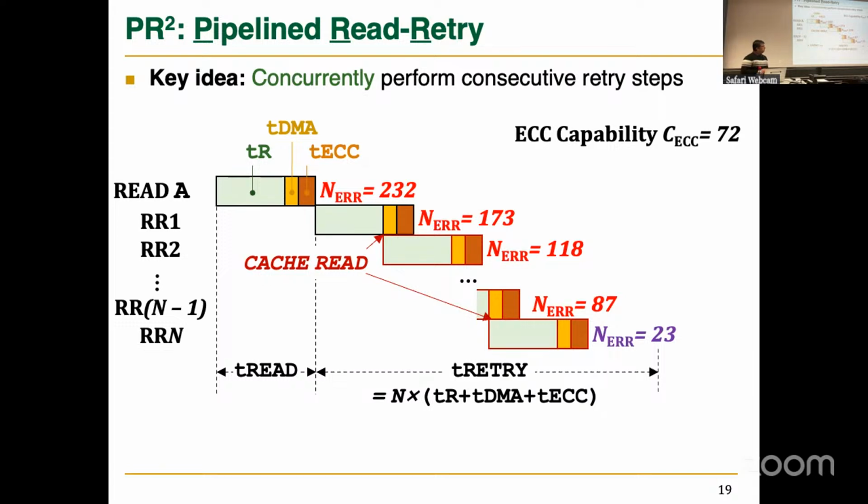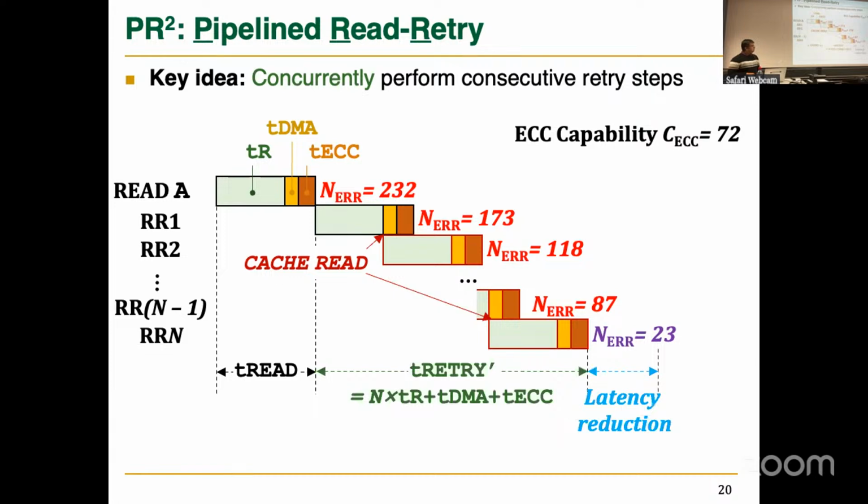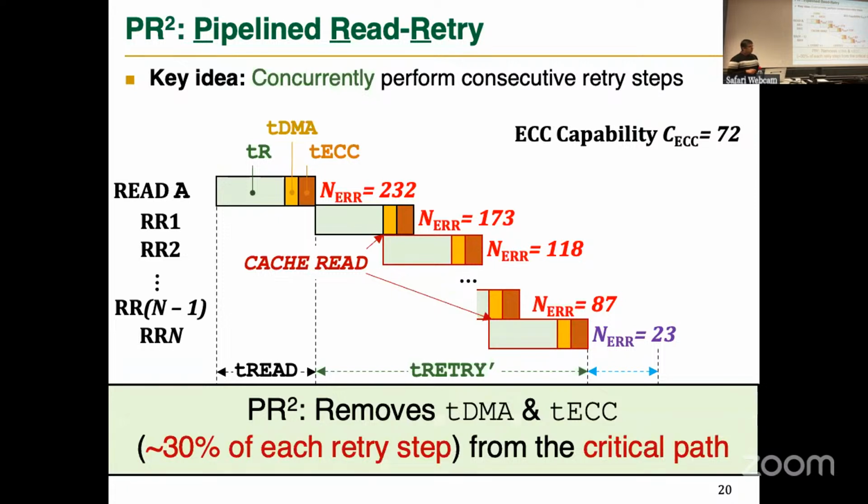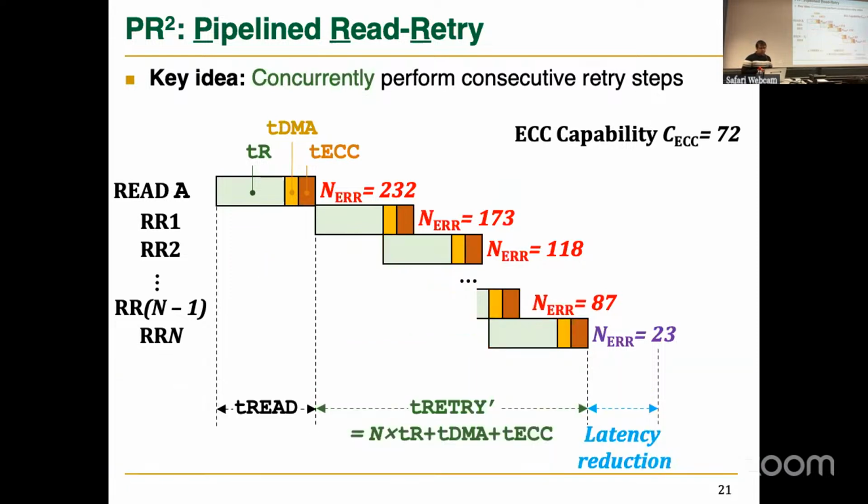What it saves is latency, because you are overlapping the tDMA and the tECC with tR. This latency reduction is around 30% for each retry step on the critical path, and it also removes tDMA and ECC from the critical path.